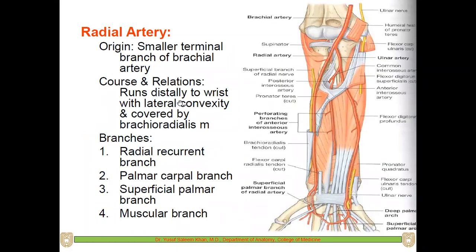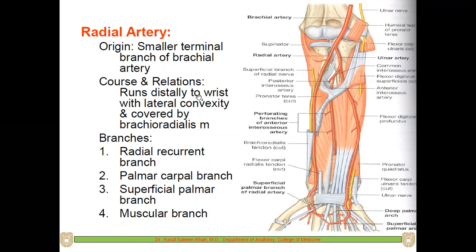Okay. Coming to the radial artery, this is the brachial artery you can see here. Now this is the radial artery. At the elbow, it divides into two branches, radial artery and ulnar artery. So this whole thing is the radial artery coming over here. The radial artery is the smaller terminal branch of the brachial artery. Out of these two arteries, the ulnar artery is the larger branch and the radial artery is the smaller branch.